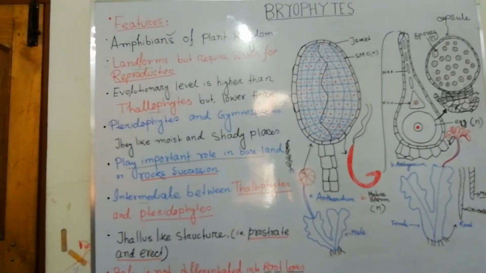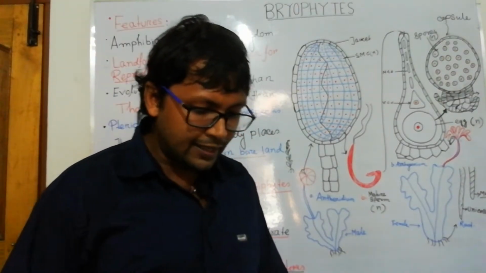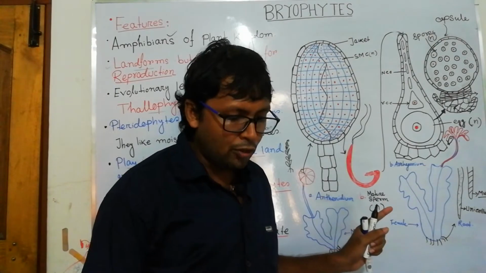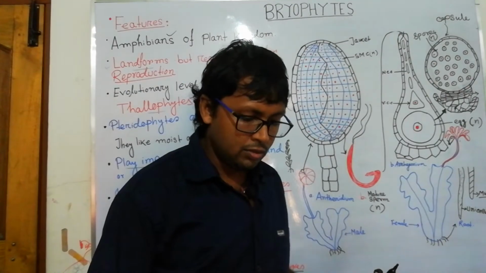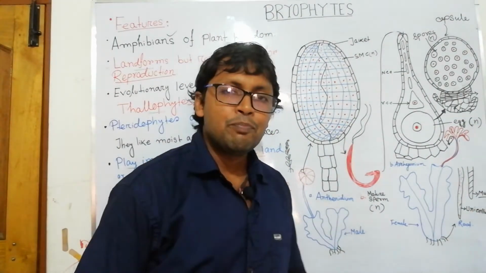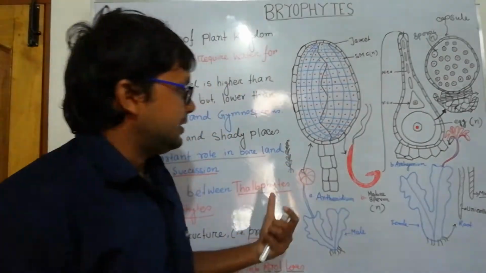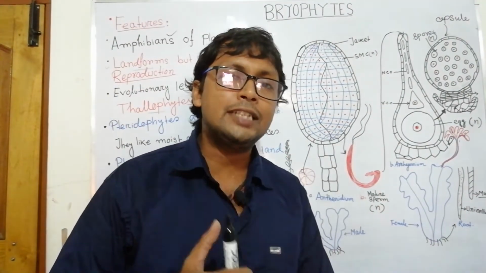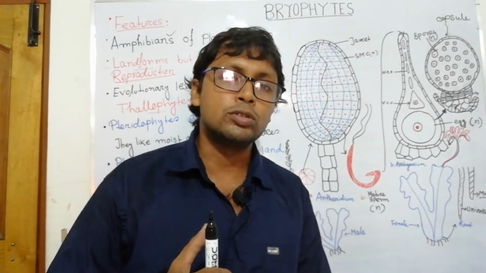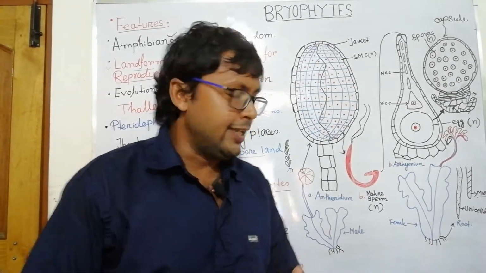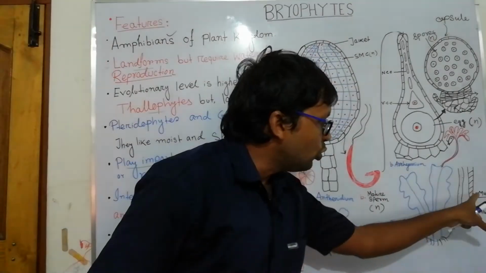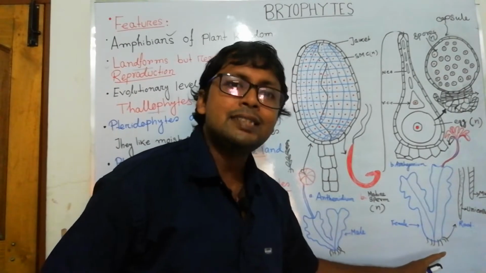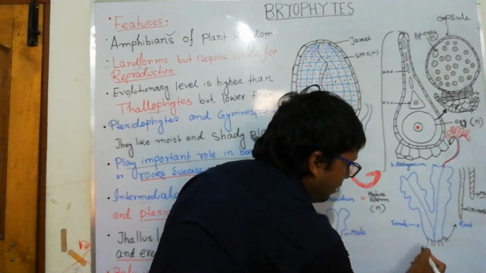Root-like structures are developed. These are most important as they are not true roots. Why? Because in higher plants, roots contain vascular structure, but in this case no vascularization occurs, that is, no xylem and phloem is present in the roots. So why are they not true roots? Here, sorry, not roots, these are called rhizoids. False roots are called rhizoids.